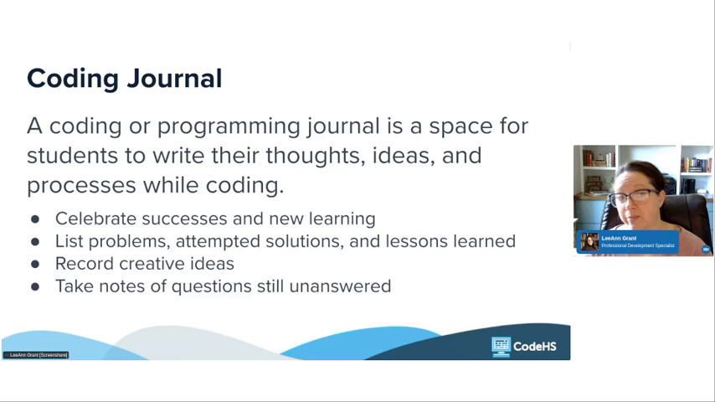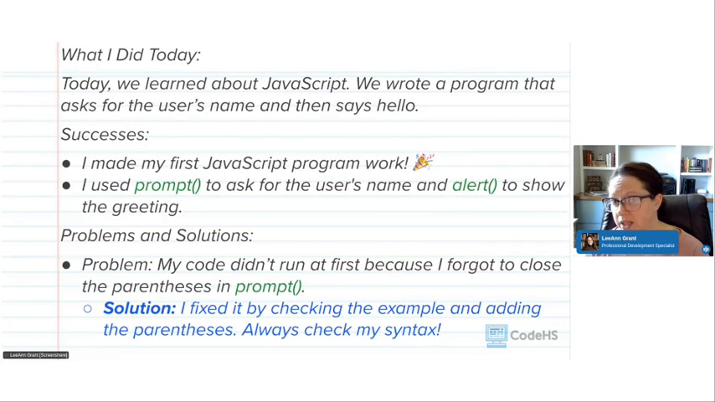They could celebrate successes and new learning. They could list problems, attempted solutions, and lessons learned. They could record some creative ideas they've had in the class, or take notes on questions that are still unanswered. So they have a question and they really need to keep working towards that answer, but they're not there yet, and that might go into a coding journal. This is kind of what it might look like.